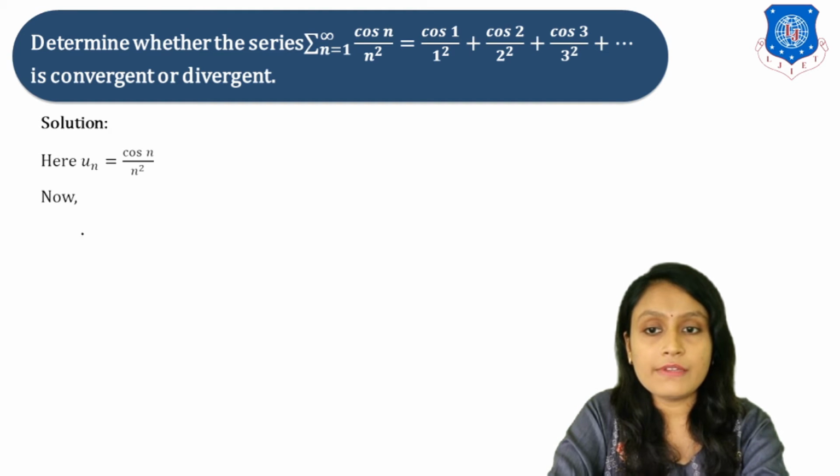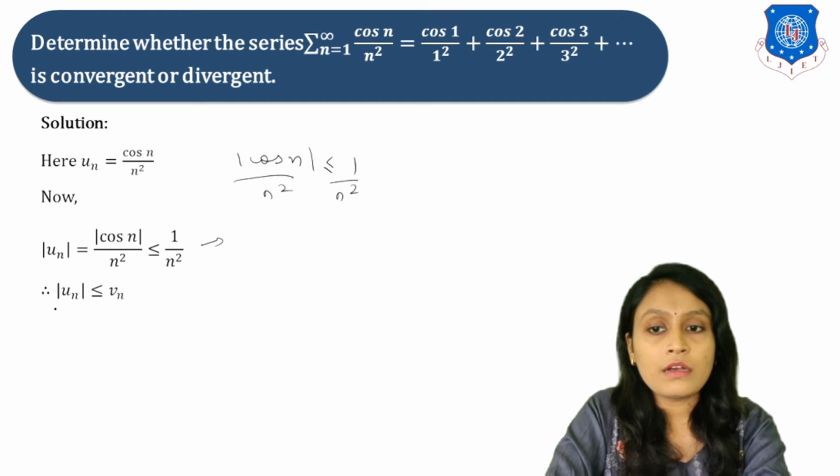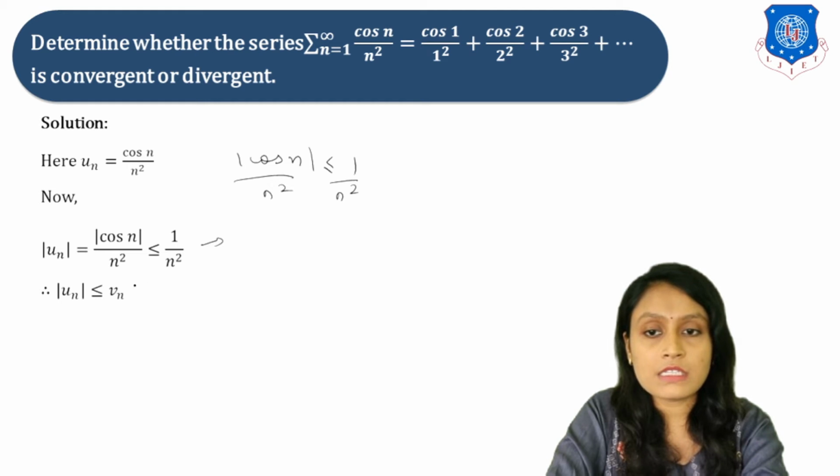Okay, so firstly we will write mod un, that is mod cos n upon n square. Now we know this mod cos n is less than or equal to 1. So divide it by n square, and you will get this condition. Now we have this form, that is mod un less than or equal to vn. Just suppose this 1 upon n square as vn. So you will get this condition.